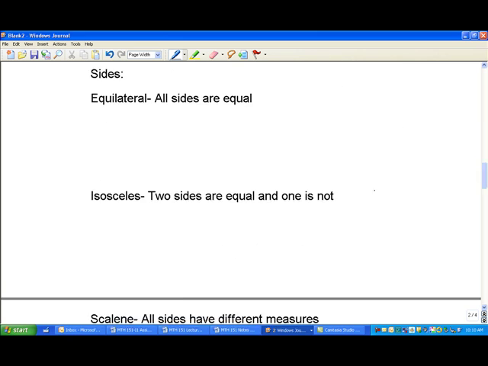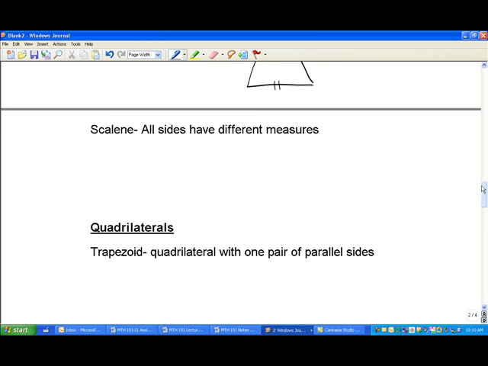If we classify a triangle by sides, of course we can have an equilateral triangle. That's where all sides are the same measure. We can have isosceles, which is where two of the sides have the same measure and the third one's different. We can also have a scalene triangle in which each side has a different measure. So we have three different lengths there.